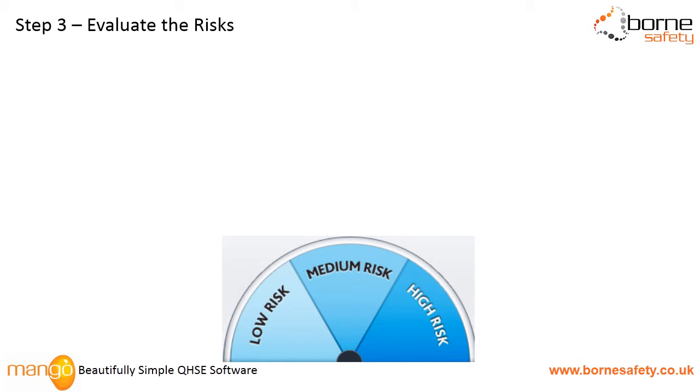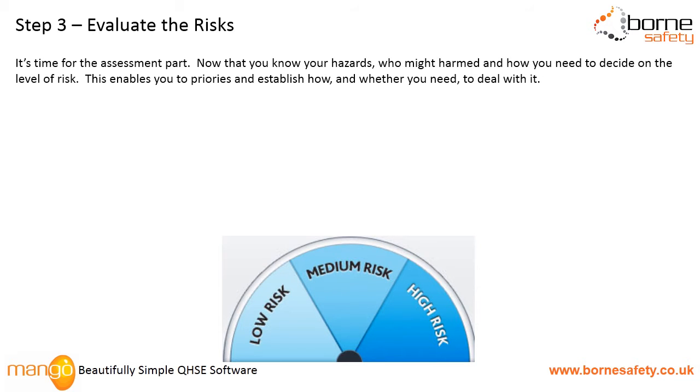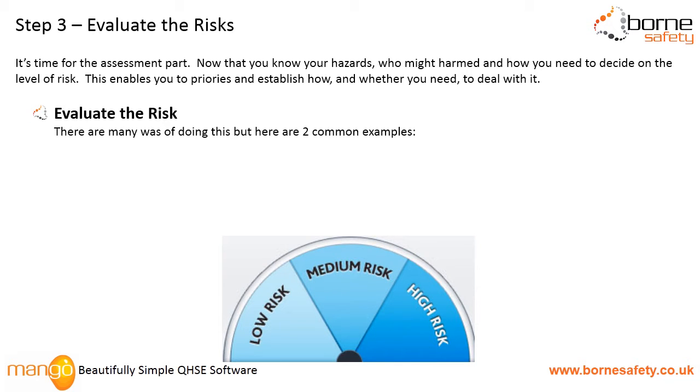So we know what the harms that could be caused are, and we know who is at risk and how. Now we actually need to evaluate the risk in some way, shape or form. I should point out the reason why you need to evaluate the risk is so that you can decide where your priorities are. It's all very well identifying 20 risks in a workplace, but where do you start? You probably start on the ones that are going to cause the most harm, the ones that have the biggest risk associated with them. So there's a couple of ways you can do this.